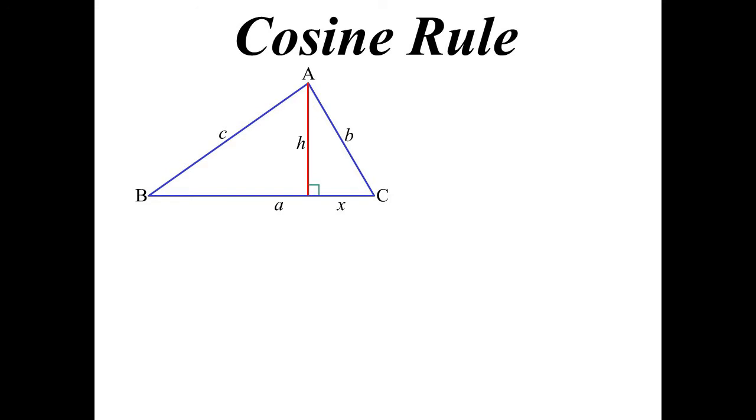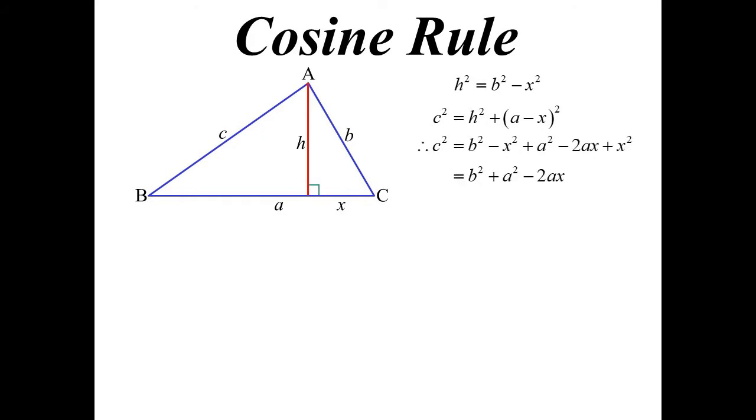So in the triangle on the right, I could use Pythagoras' theorem to say h squared is b squared minus x squared. Triangle on the left, I can say, well, c squared is h squared plus (a minus x) squared. Substitute in for h squared, and tidying that up, I get that c squared is b squared plus a squared minus 2ax. But if I have a look at that right-hand triangle there, x on b is the cosine of c. So x is b cos c. Sub in, and we get our cosine rule.